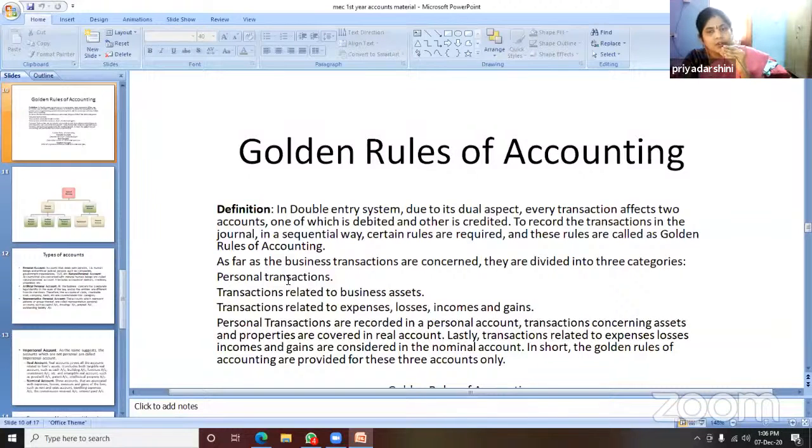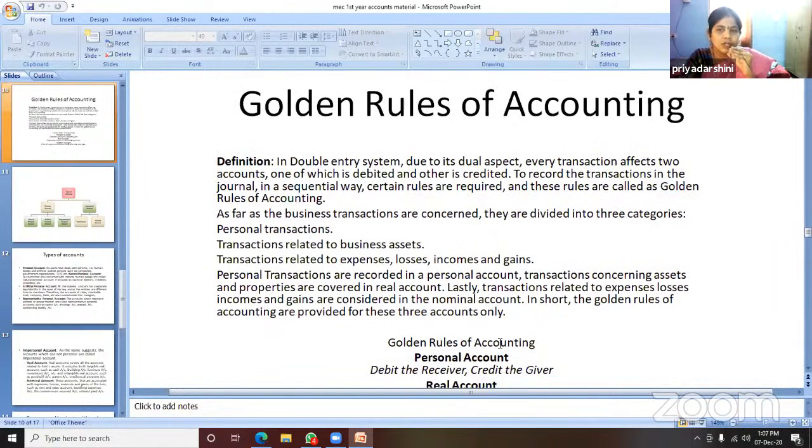Third, transactions related to expenses, losses, incomes, and gains. It is very common: any business or company, in order to run its business, has to incur certain expenses and losses, and will also get some incomes and gains. So these are the three types of transactions. Usually business transactions will fall under three categories: personal transactions, transactions related to business assets, and transactions related to expenses, losses, incomes, and gains. Personal transactions are recorded in a personal account. Transactions concerning assets and properties are covered under the real account. And lastly, transactions related to expenses, losses, incomes, and gains are considered in the nominal account.